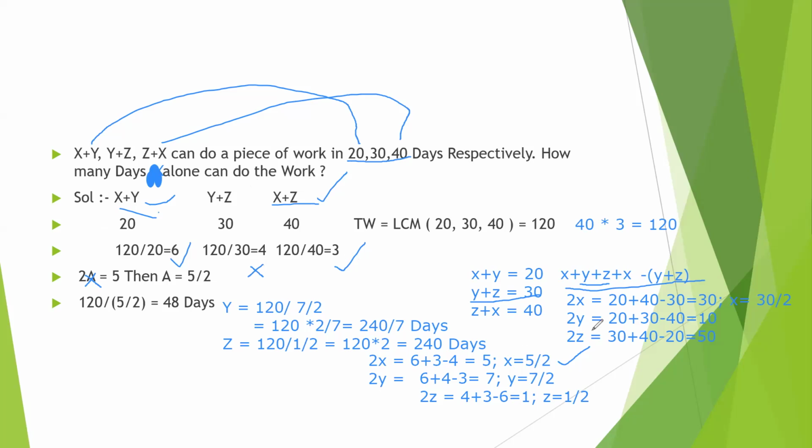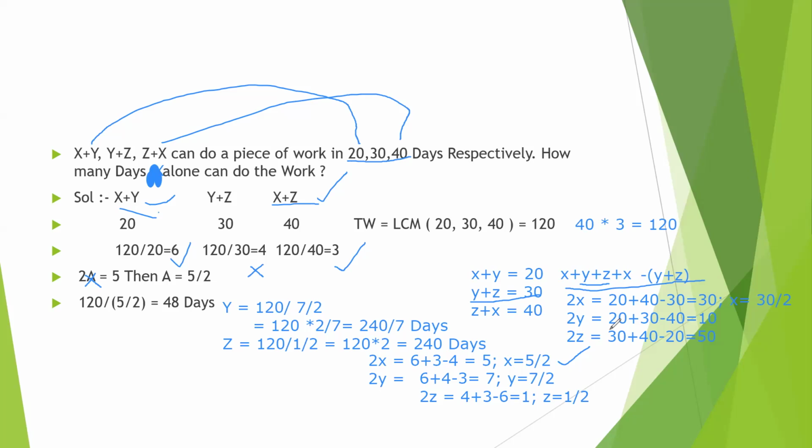We now know the individual one day's work of each of them. X can do 5 by 2 units of work in one day, y can do 7 by 2 units, and z can do 1 by 2 units of work. Now, how many days can the total work be done in? We know the total work is 120, and X can do 5 by 2 units in one day, so 120 units of work take 120 divided by 5 by 2 days.